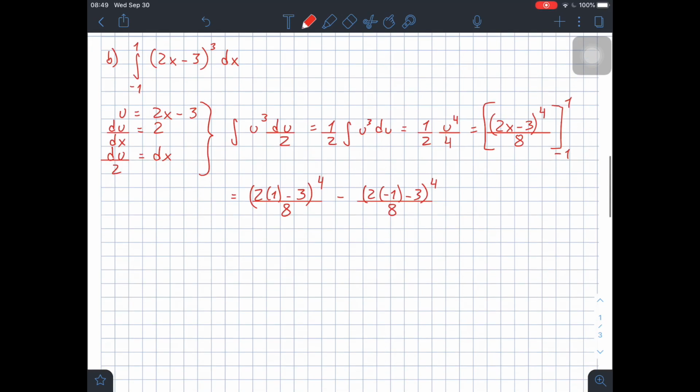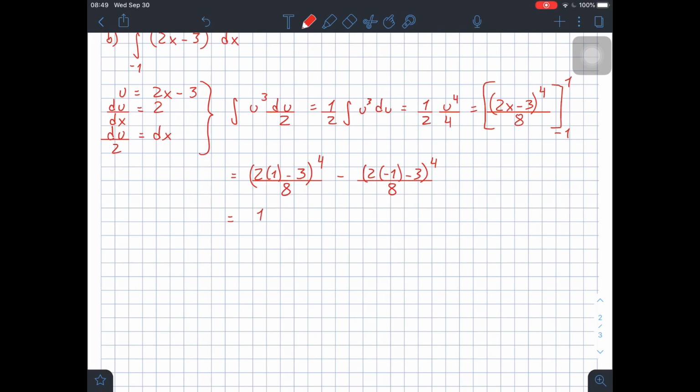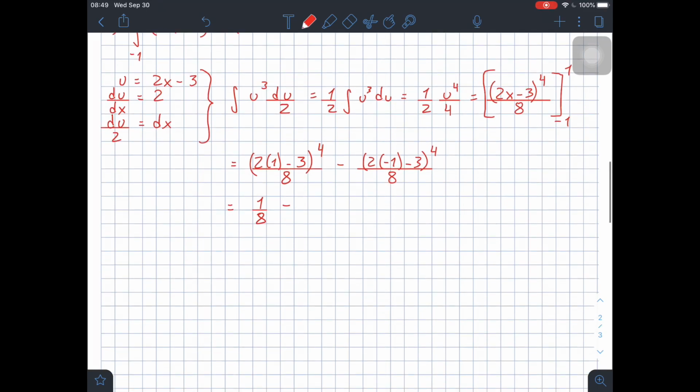So now I will evaluate this and see what I will get as a result. For the first part, 2 times 1, 2 minus 3, -1. -1 to the 4th power, that's +1, so 1 over 8 is what we get here, minus, and this, 2 times -1, that's -2, -2 minus 3, that's -5. -5 to the 4th power, that's 625, so positive 625 divided by 8. So then if I solve this, I'm going to get the result, which would be negative 624 over 8, which, if we simplify, is negative 78. So this would be the definite integral, the result for this expression.